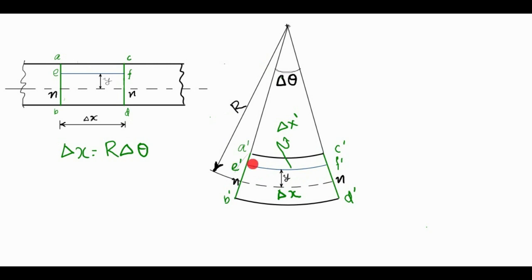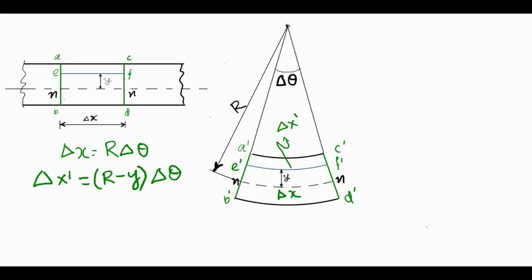So we can find the length of the arc as delta x dash is equal to, the radius was r minus y, and the included angle is delta theta itself.